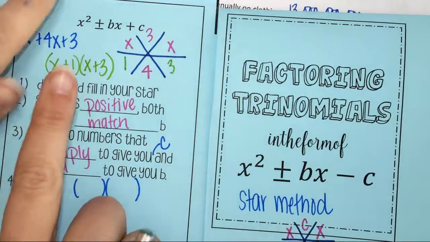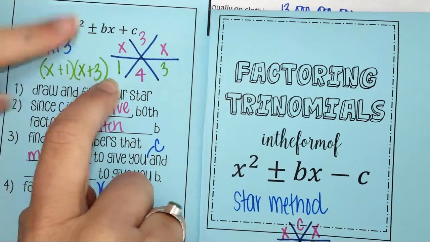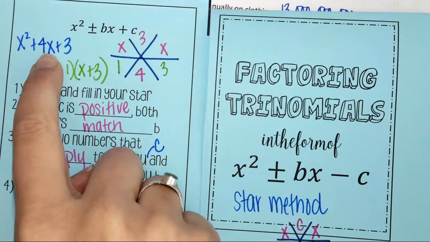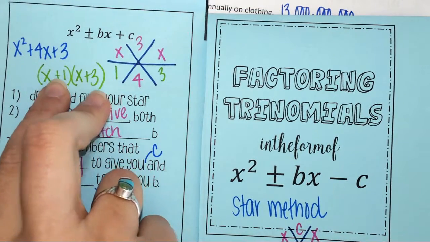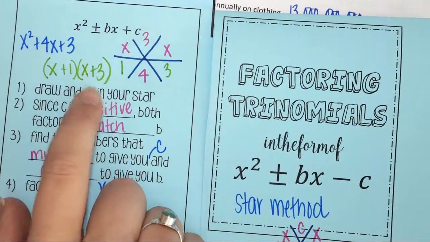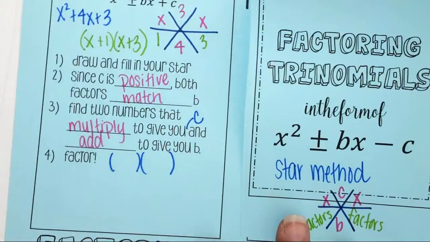So remember, when we had these two to begin with, and we used FOIL, we created that middle term, right? So all we're doing is going backwards from our trinomial and getting two binomials. That's it. And we're using the 3 and the 4 to find these two numbers. All right, let's try another one together.